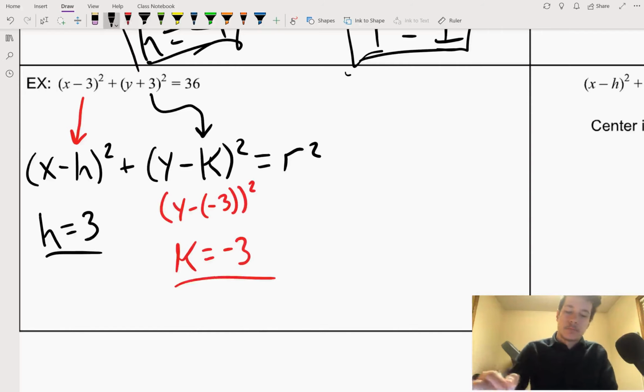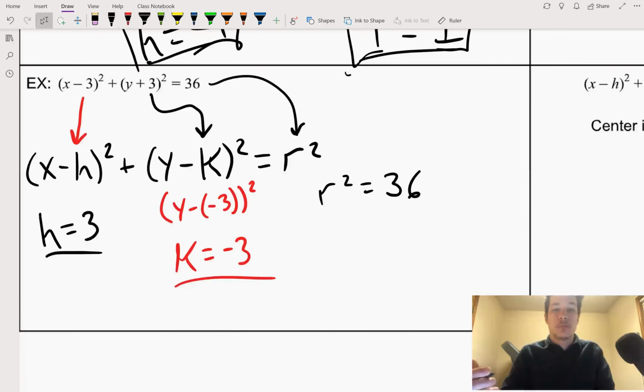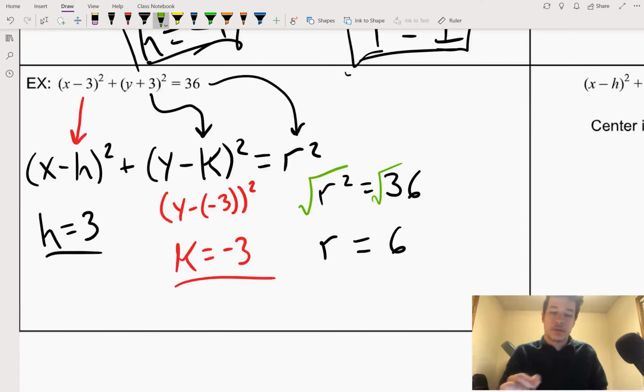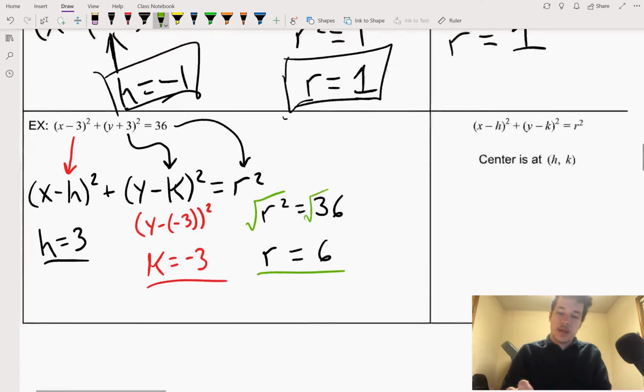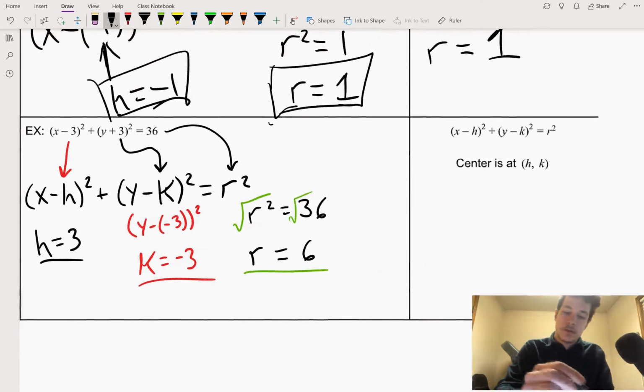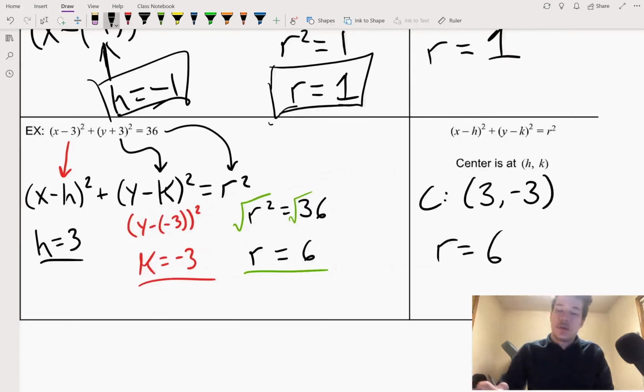So we got that part. And now I see that r squared is equal to 36. Okay, if you remember our perfect squares, the square root of 36 is just 6. So in this case, yes, we are square rooting both sides. Okay, but it will be a whole number for this assignment. So we got our three parts, h, k, and r. Let's just write down where the center is. 3 comma negative 3, that's h and k. And then r, my radius, is going to be equal to 6.